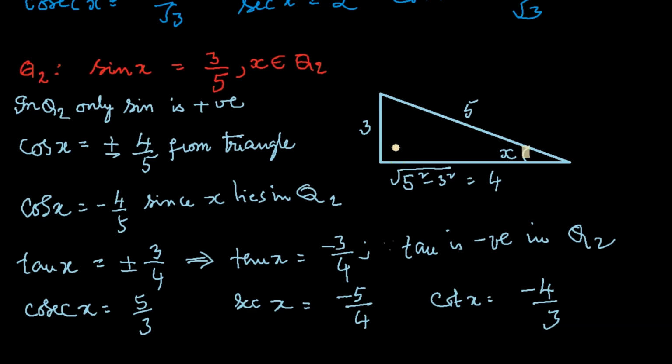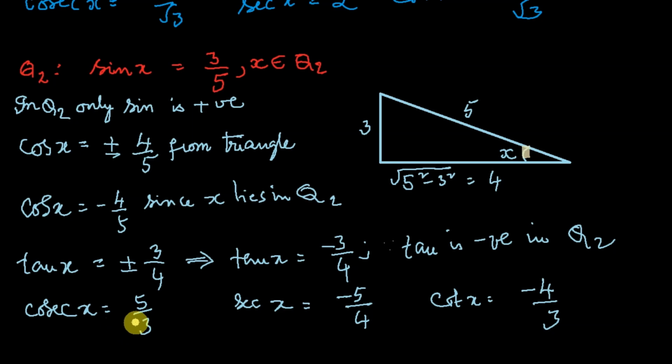So, cos x is plus or minus 4 by 5. How do we decide the sign from the quadrant? In Q2, cos is negative. So it becomes minus 4 by 5. Sin x is plus 3 by 5. Cos x is minus 4 by 5. We get tan x as plus or minus 3 by 4. Even from the triangle, we can get tan x, opposite side by adjacent side, plus or minus 3 by 4. And because this is in the second quadrant, it is negative.